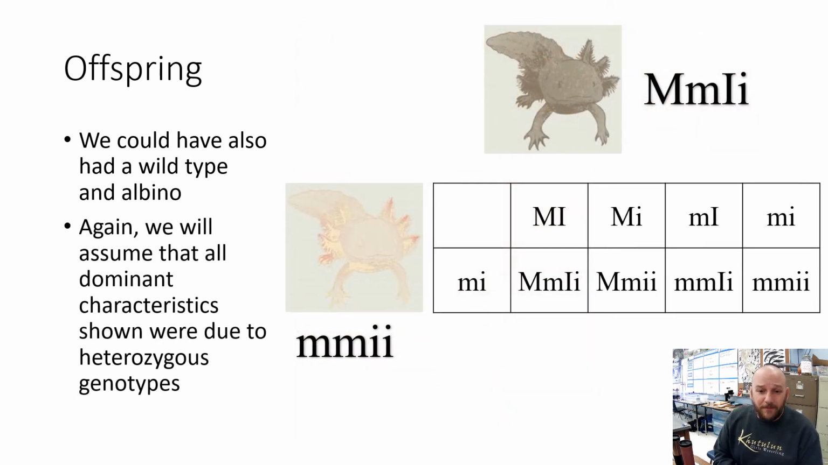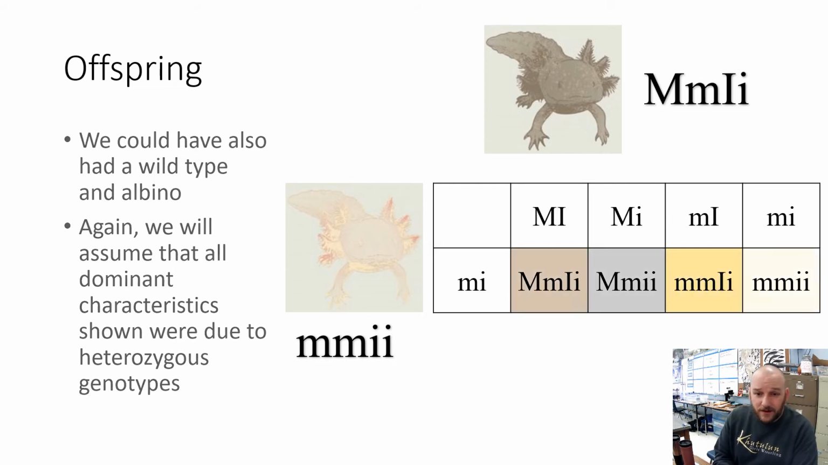So if we had a wild type and albino, the Punnett square looks a little bit different because we know the albino parent had to give a recessive gene for both alleles, but the wild type parent could have given one of 4 different possibilities. Dominant for both, dominant for one and not the other, dominant for the other and not the first, or recessive for both. And that would result in these possible crosses.